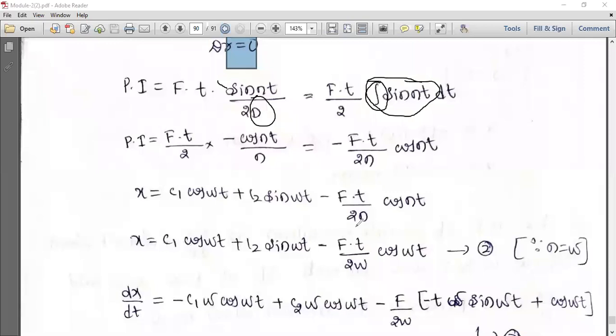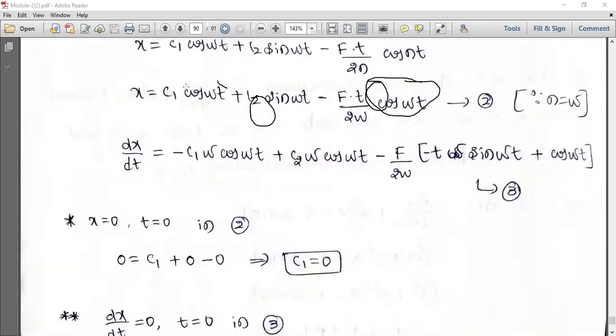Okay, so next I'll differentiate this. So what is the differentiation? dx by dt. Differentiation of cos, please concentrate here, that is minus omega sine omega t. Differentiation of sine, that is omega cos omega t. So here we are differentiating with respect to t. This t is one function, cos of omega t is one function. First function into differentiation of cos, minus omega sine omega t, plus cos omega t, derivative of t with respect to t will be 1. So this is what the differentiation is.